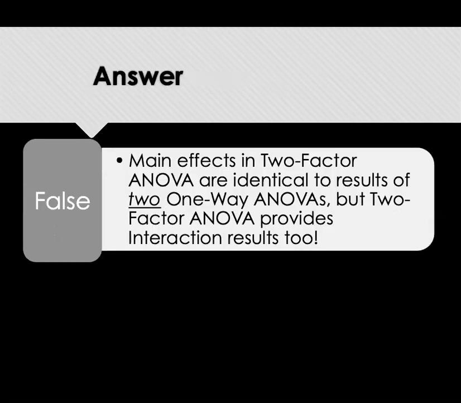The answer here is false, and this is an important key concept. Main effects in a two-factor ANOVA are identical to the results of two one-way ANOVAs, but the benefit or bonus of the two-factor ANOVA is that you get interaction results also. So in my example where you have anxiety level and task difficulty, you could do two separate one-way ANOVAs and you'd get the same results to tell you whether or not anxiety and task difficulty make any difference. But you wouldn't get the interaction. And so that's where the two-way ANOVA is important.